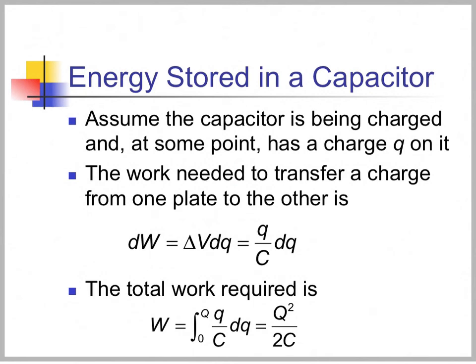Well, let's assume the capacitor is being charged, and at some point it's got a charge, little q on it. That just means it's not fully charged. When it's fully charged, it would be big Q. But little q is the charge at any point in time. How much work does it take to put a little bit more charge on? The little bit of work it takes to put more charge on is the potential difference times the charge. We said the potential difference is q over C. So the total work then, we're going to integrate from zero charge to fully charged. So the integral of q over C dq, which is Q squared over 2C.